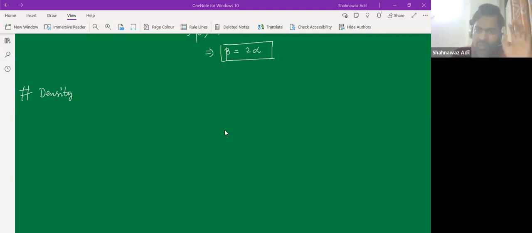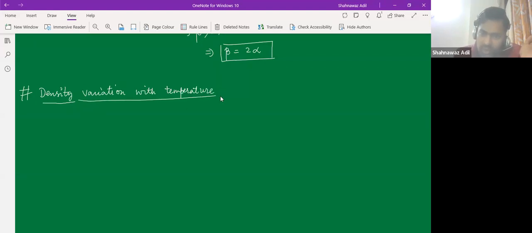So what I was saying is that we have seen up until now how length, area, and volume change. Now what about the density? So, density variation with temperature. How will the density of matter change?